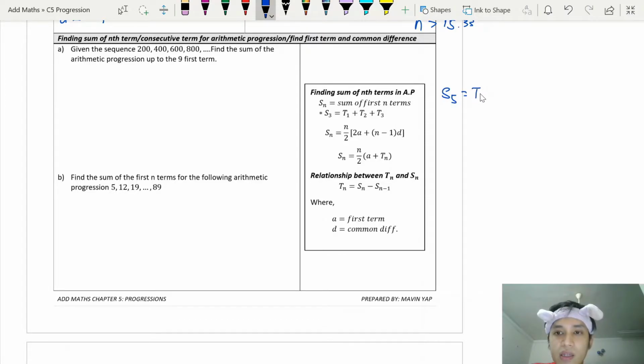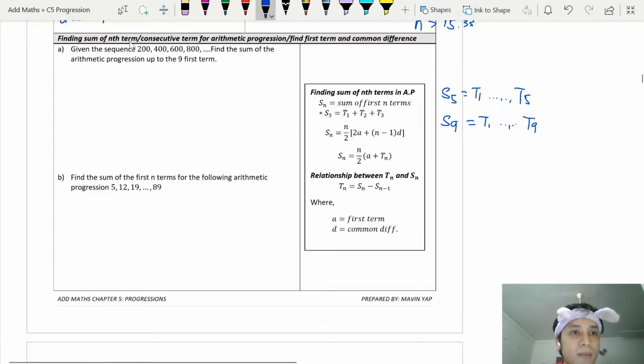S5 meaning you add term 1 until term 5. If we say S9, meaning it's from the first term, and then you add until your ninth term. You're going to add up everything. Basically this is the formula that I'm going to use for your calculation. I'm going to show you how we solve questions involving sum of terms. So let's look at the first one.